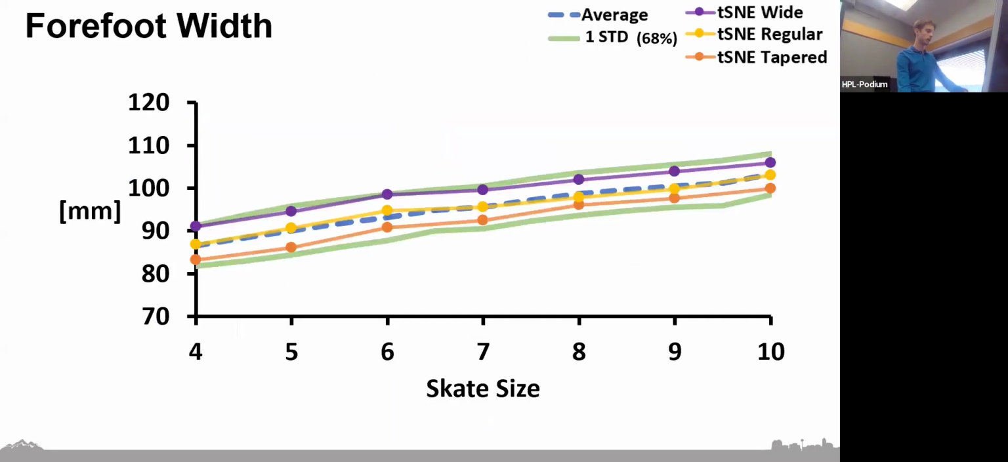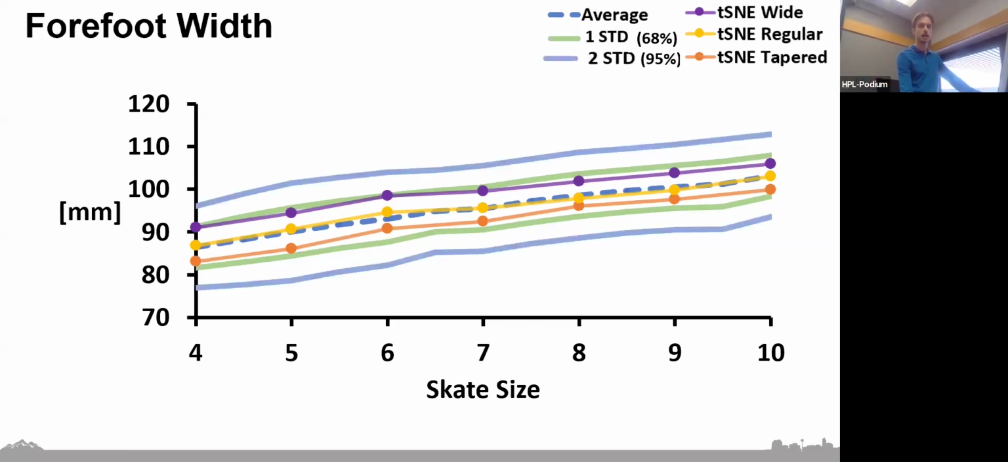So if we look at this plot here, I have forefoot width and skate size on the x-axis, and then that measurement, forefoot width, on the y. The solid lines with the points represent the TSNE regular, wide, and tapered fits. The blue dotted line represents the average shape of the population. The green represents one standard deviation above and below, and within that bound covers 68% of the data set. Then we have 2 standard deviations, which is 95% of the data set, sort of like the outer limits.